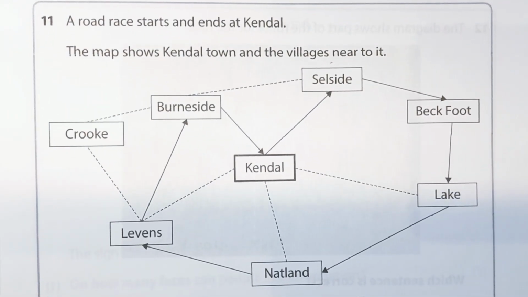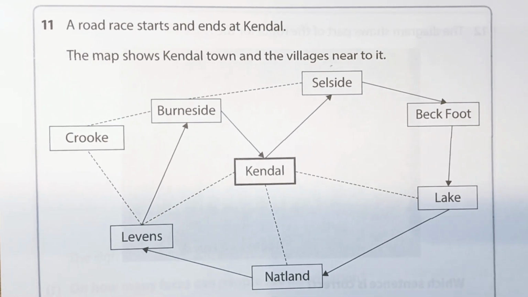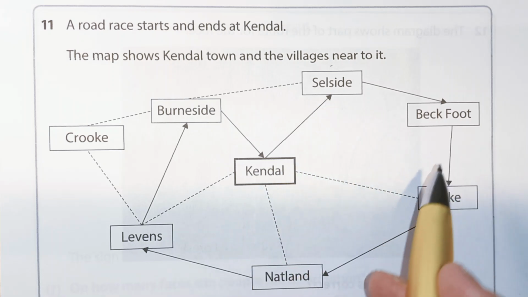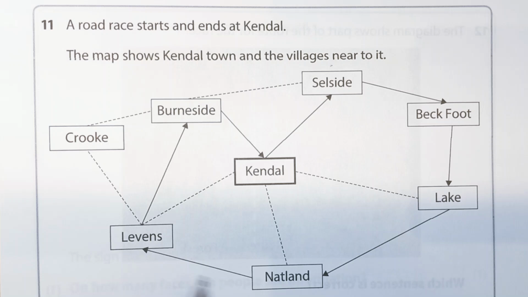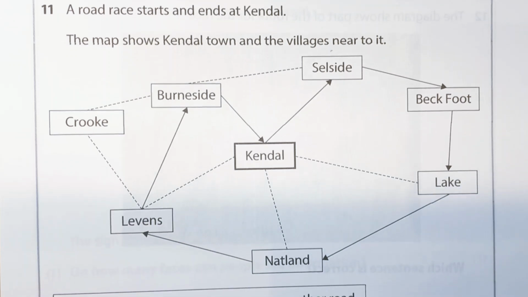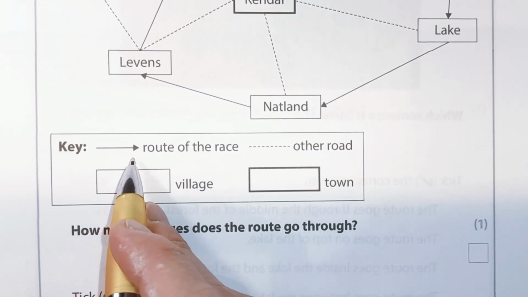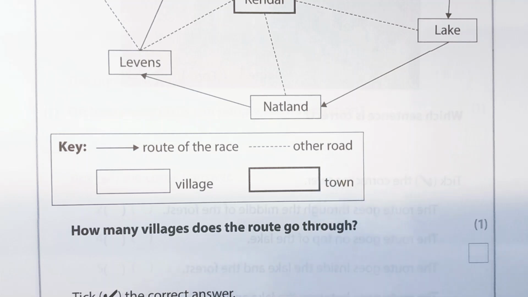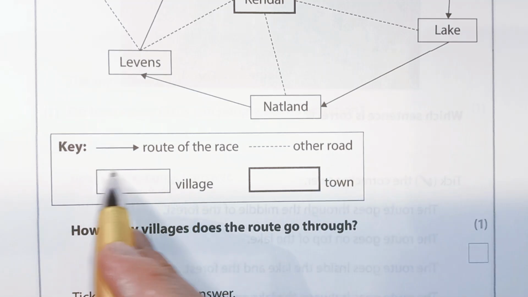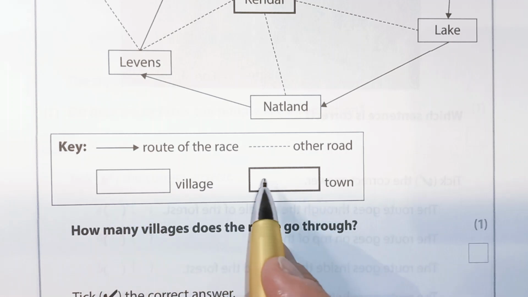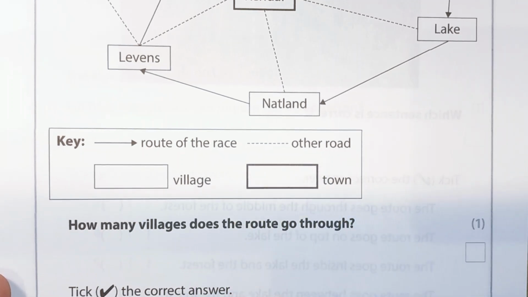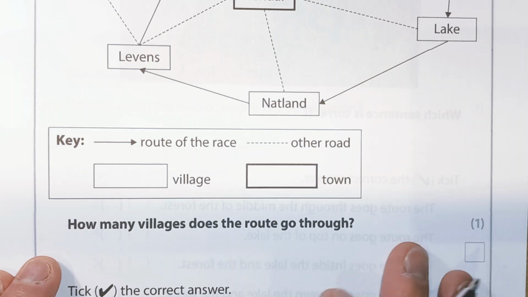Question 11. A road race starts and ends at Kendal. The map shows Kendal Town and the villages near it. We've got a number of different villages: Beckfoot, Lake Natland, Levens, a few others there as well. And we're told here that the arrow indicates the route of the race, and the dotted line is another road. And then a village is the rectangle with the thin line, and a town is with a big thick line around the rectangle. How many villages does the route go through?